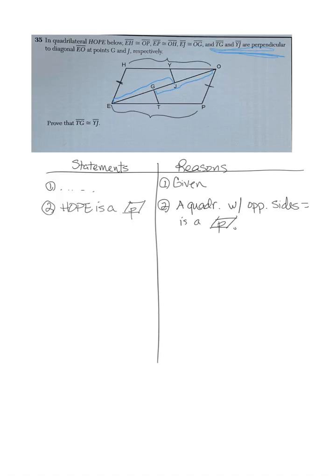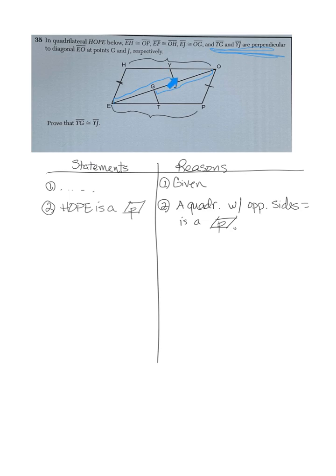So TG, let me get my pointer going. TG is perpendicular to diagonal EO. TG is perpendicular to this long line. And then YJ is also perpendicular to this long line. What do perpendicular lines make? And hopefully you're saying, oh, they make right angles. So what I'm going to say is then this angle right here, TGE, that's a right angle. And so is YJO.